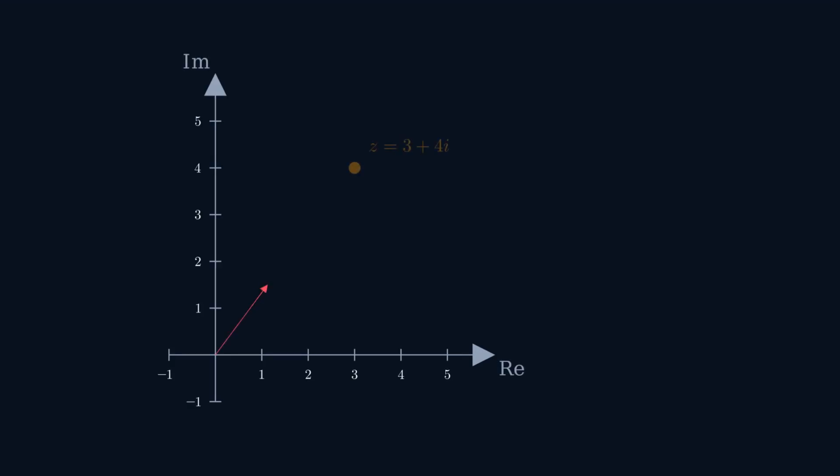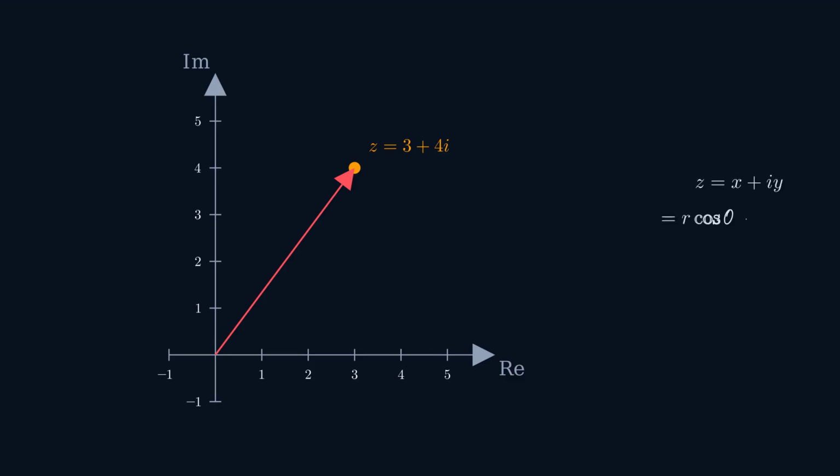Now here's the key insight. Plot the complex number z equals 3 plus 4i on the plane. The real part is the x-coordinate, the imaginary part is y. This is the exact same picture as polar coordinates.